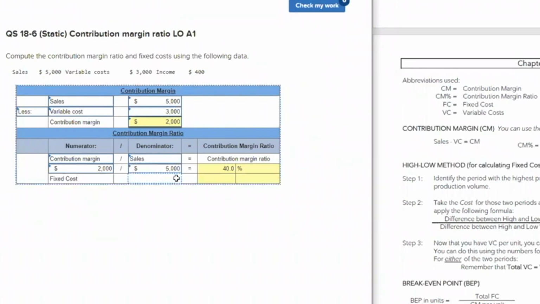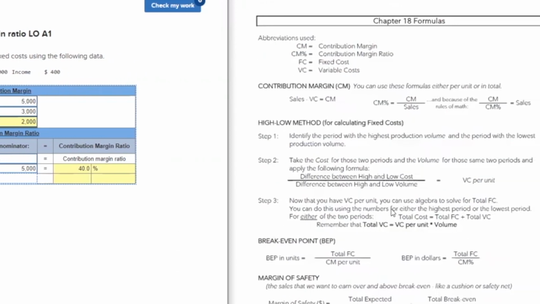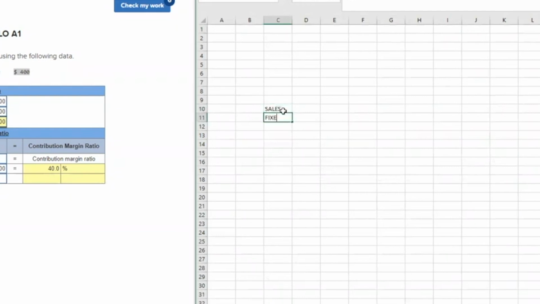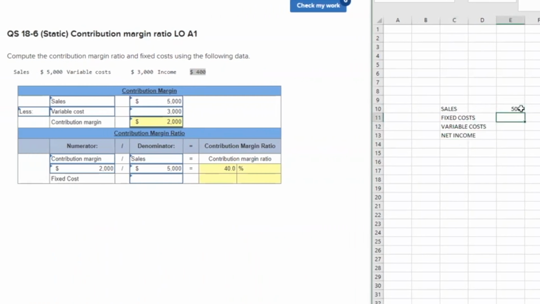I don't know what they want here. Fixed costs, I guess. How would you figure out what our fixed costs are? I didn't put the formula here, but hopefully you can kind of figure this out. Sales minus fixed and variable costs, minus all your costs, right, is your net income of 400. So sales minus fixed costs and variable costs equals my net income. My sales we know are 5,000. Fixed costs we don't know. Variable costs we know are 3,000, right? And we know our net income is 400. We can kind of solve for X there, can't we? 5,000 minus 3,000 is what? 2,000. So 2,000 minus what's going to get us to 400? 1,600, right?